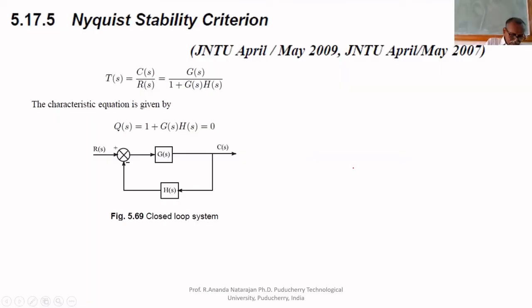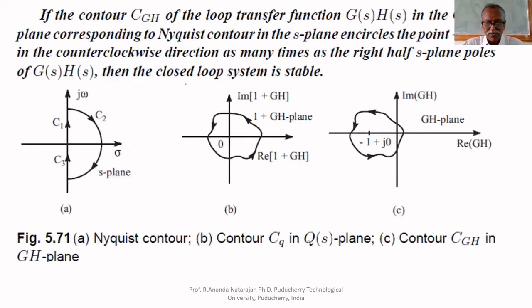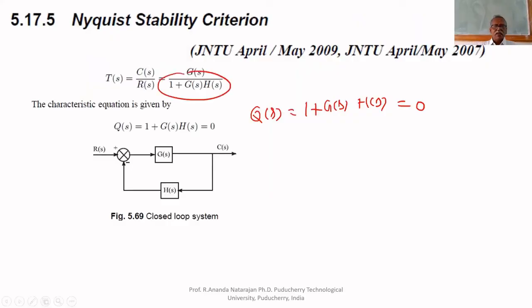Now, by having this fundamental, we can understand the Nyquist stability criterion. I have Q of S equal to 1 plus G of S H of S equal to 0. What is 1 plus G of S H of S equal to 0? It is the characteristic polynomial, the denominator polynomial of a closed loop system. Am I correct or not? You see the closed loop transfer function has 1 plus G of S H of S in the denominator.